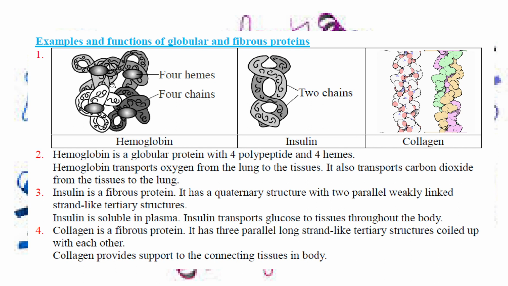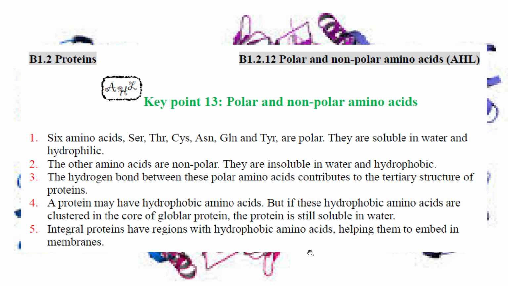For the hemoglobin, for example, it is a globular quaternary structure protein with four tertiary structures joining together. We have four hemes, for transfer of oxygen. Insulin is two long tertiary structures forming bonds together, and collagen is three strings joined together. Both of these two are fibrous proteins. Insulin is soluble in plasma and is used to transport glucose, and hemoglobin transports oxygen and carbon dioxide. Collagen is for the connective tissue in the body, as it is flexible.